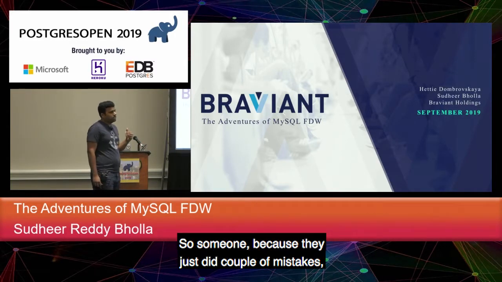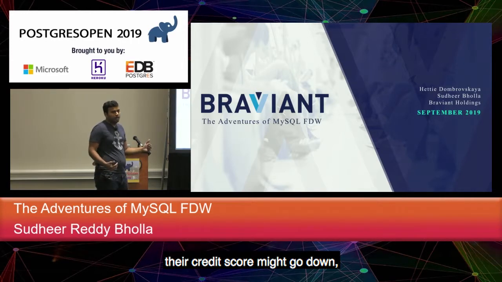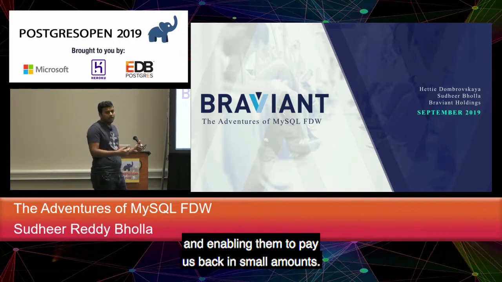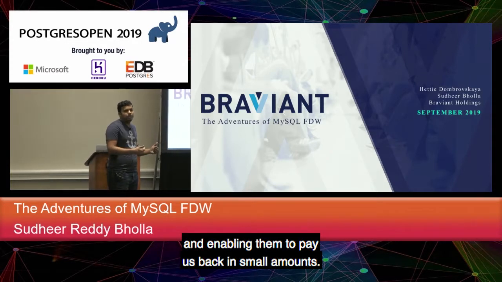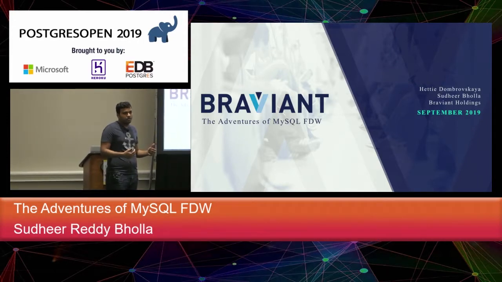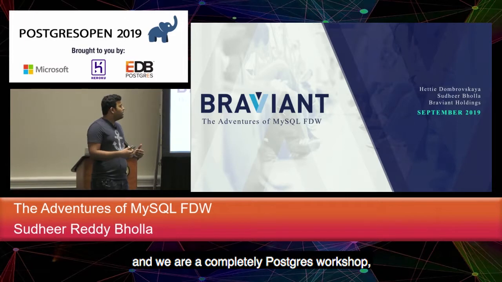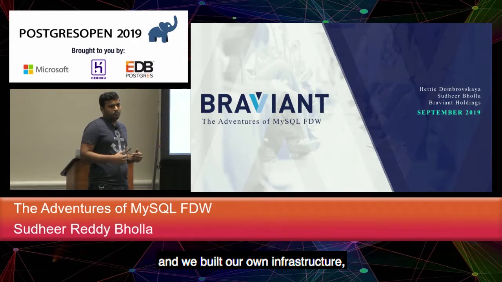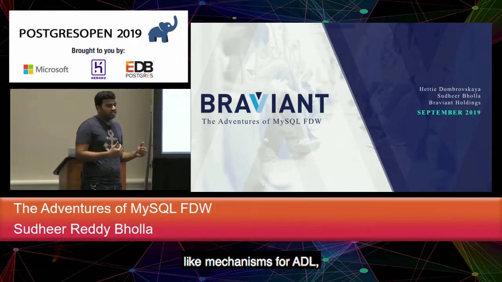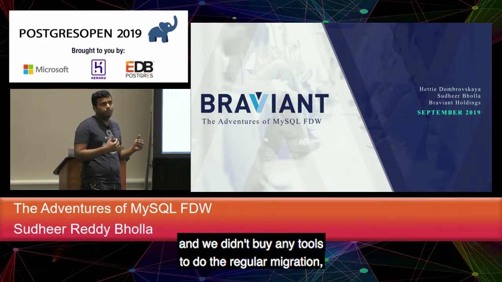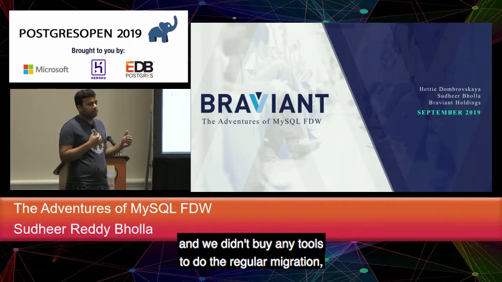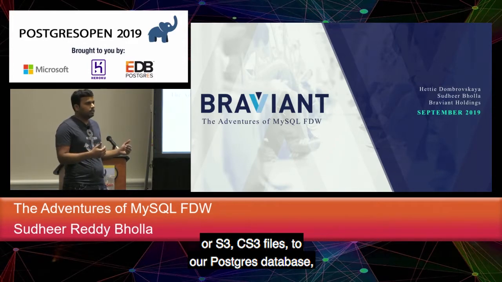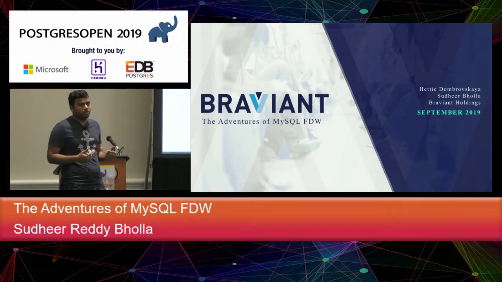So someone, because they just made a couple of mistakes, their credit score might go down. So we will pull them back to the mainstream by lending them small amounts of money and enabling them to pay us back in small amounts. That's our business, and we are completely a Postgres shop, and we built our own infrastructure mechanisms for ETL, and we didn't buy any tools to do the regular data migration between MySQL or SQL Server or S3 CSV files to our Postgres database.